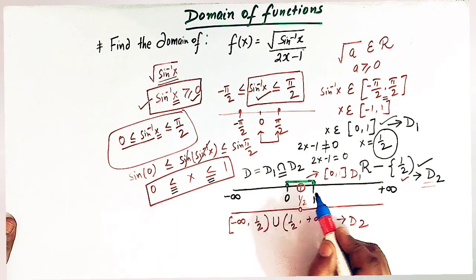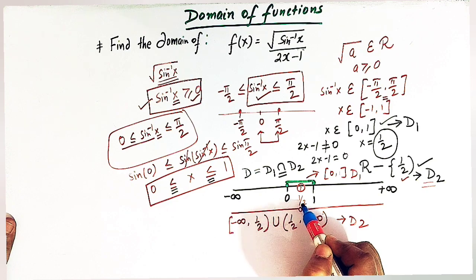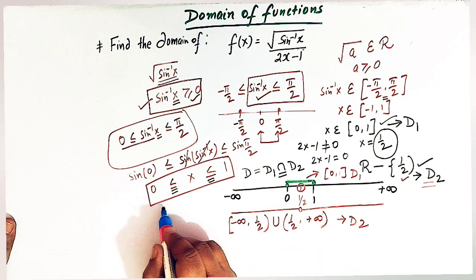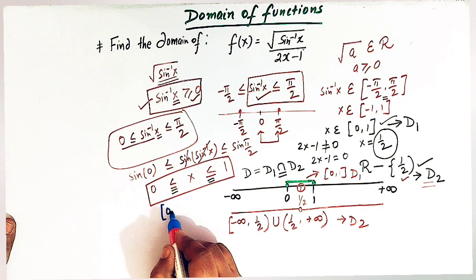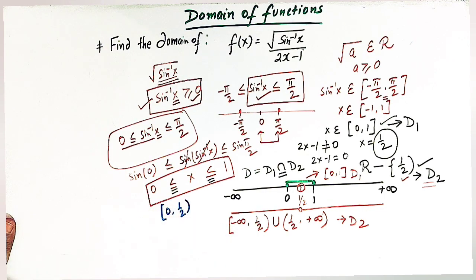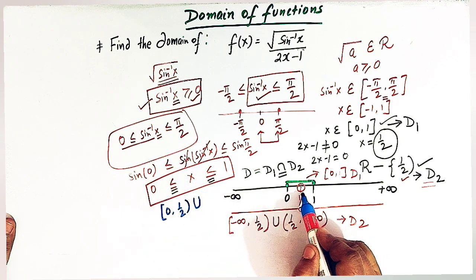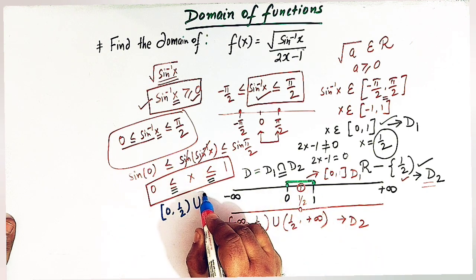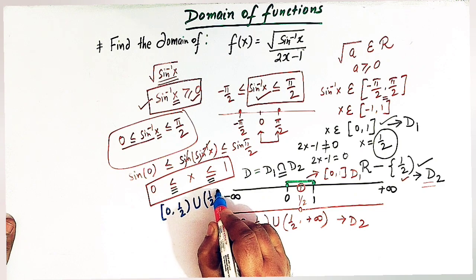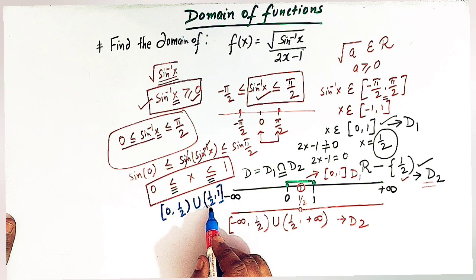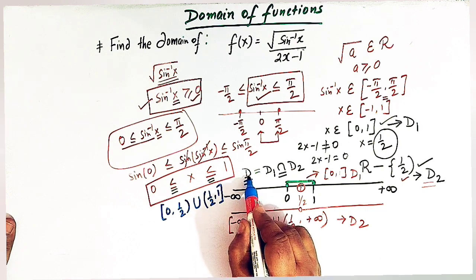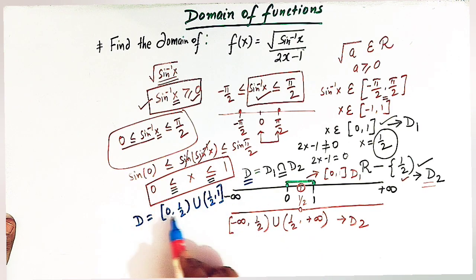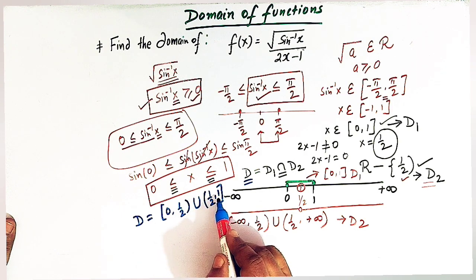So now the common region is from 0 to half, and here half is not included, and then we have the union, and from here we have half to 1, right? So here we have half to 1, and 1 is included, here half is excluded, right? So this domain D is given by the union of these two intervals, that is 0 closed, half open, union half open, 1 closed.